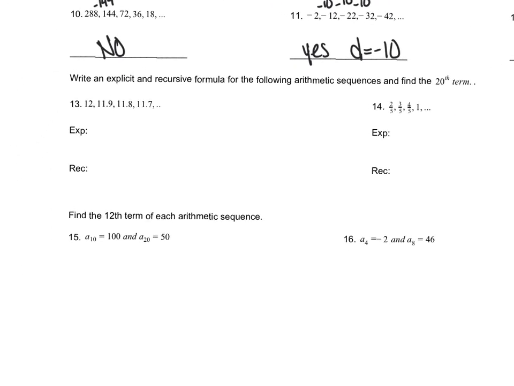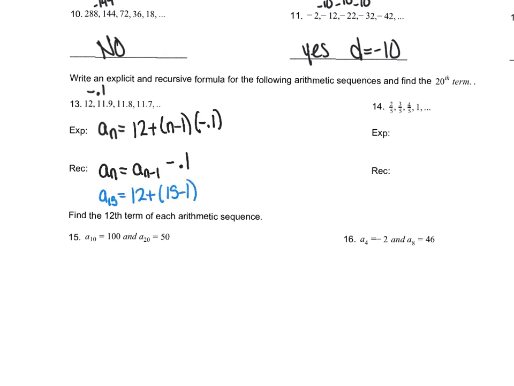Write an explicit and recursive formula. So what am I doing? What is my D? Well, I am going down 0.1. So a sub n equals my first term, which is 12, plus n minus 1 times my D. My recursive formula is a sub n equals my previous term minus 0.1. So now we have to find the 15th term, so we're going to use the explicit formula for that. So the 15th term is 12 plus 15 minus 1 times negative 0.1. So our 15th term would be 10.6.